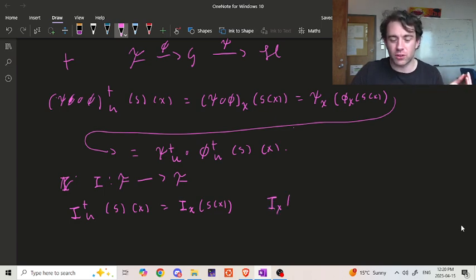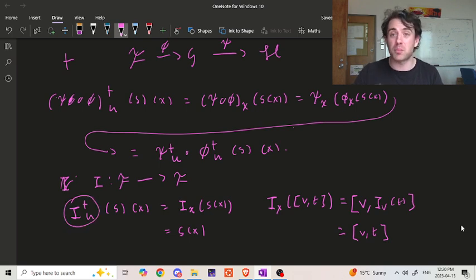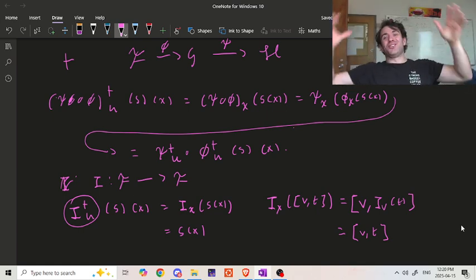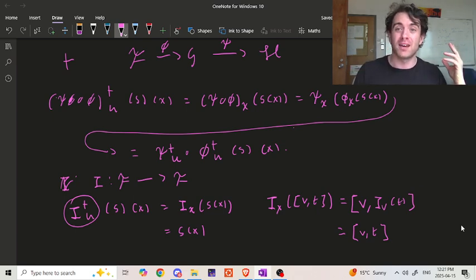What is I x going to do to some arbitrary germ? So let's say we have a v t here. Well, this is the map that it'll send it to v composed with I v t. But of course, I v is the identity, so this is just v t. And so sure enough, I sub x acts as the identity, so this is s x. And then therefore, indeed, I plus is in fact the identity morphism. So that finally concludes the verification that sheafification is a functor.